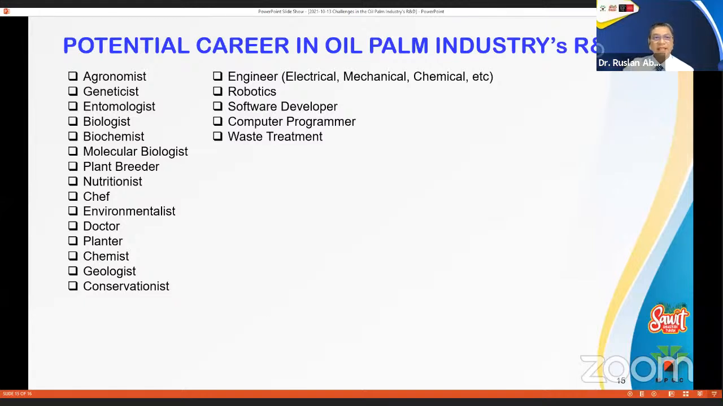Okay, what I've done here is actually listing down the careers in the oil palm industry. You just name it. You have got agronomists, the conventional one, geneticists, entomologists, biologists, biochemists, molecular biologists, plant breeders, nutritionists, chefs, environmentalists, doctors, planters, chemists, geologists, conservationists, engineers, robotics, software developers, computer programmers, waste treatment, everything. So there's a lot of potential careers that we can actually embark on.